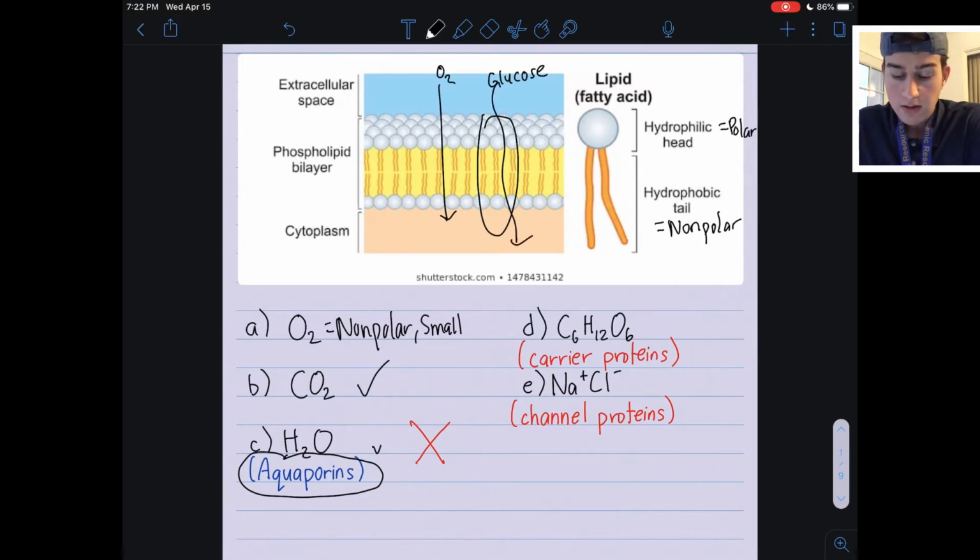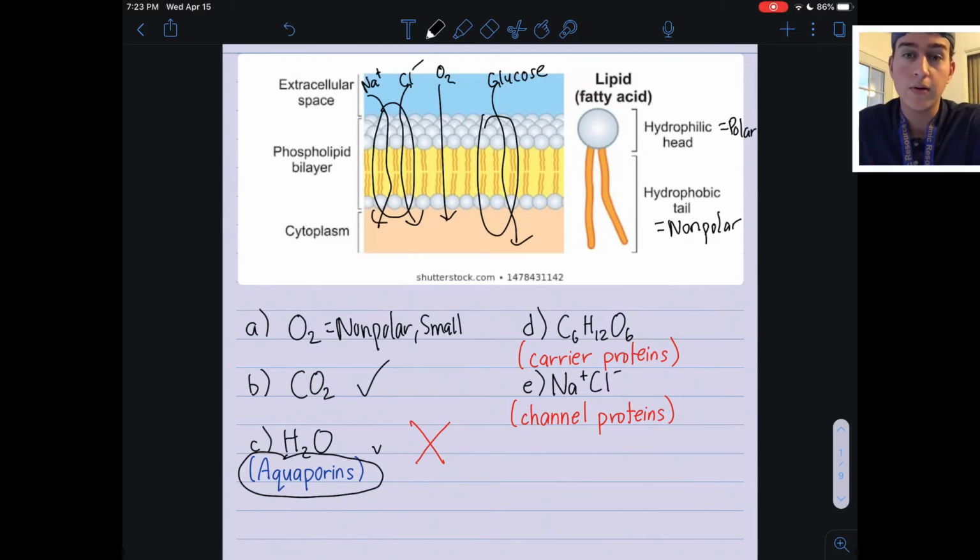The next thing is NaCl. NaCl, we know, splits into Na+ and Cl-, which are two ions, and ions are polar. Therefore, it is attracted to the hydrophilic head. So by itself, it would not be able to pass through, but it would need something called a channel protein to pass through. So just like glucose, pretend this was a channel protein, and then Na+ and Cl-, they would need help with a channel protein. So channel proteins refer to ions, and then carrier proteins refer to bigger molecules that are polar.